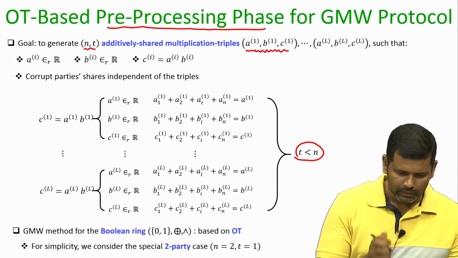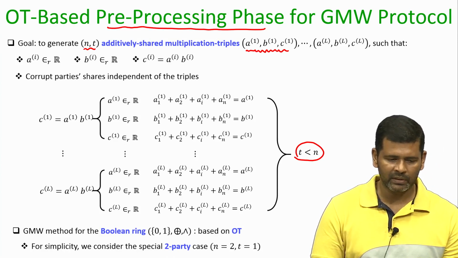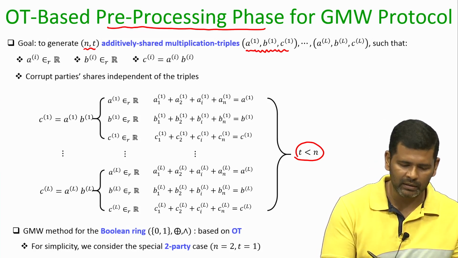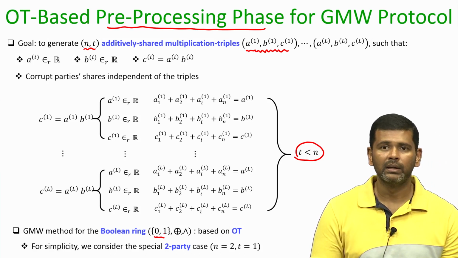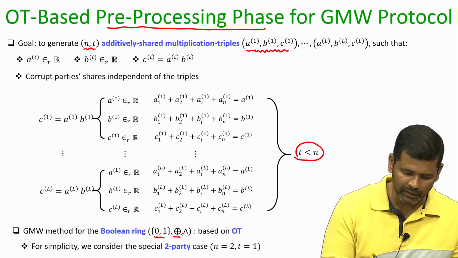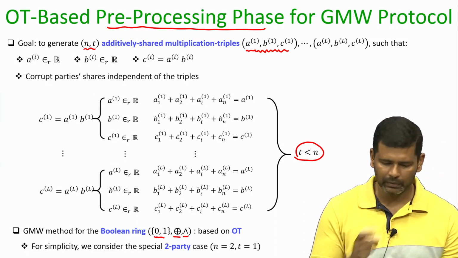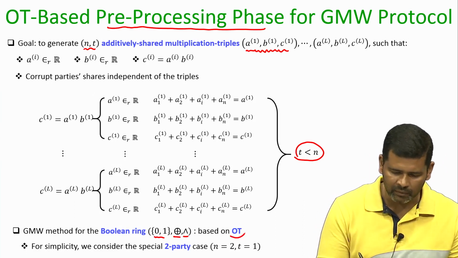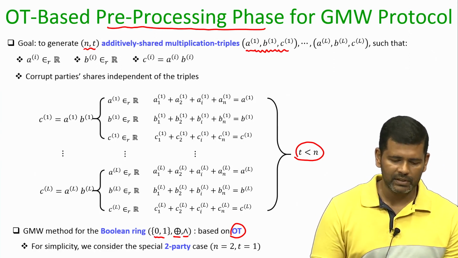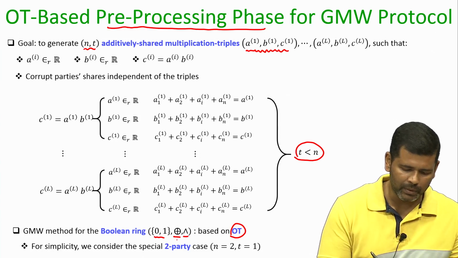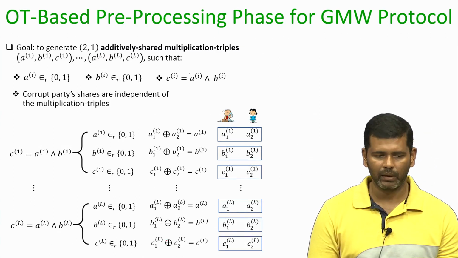And we will see the original GMW method here, which was proposed for the special case where the ring R was the Boolean ring, where we have only two elements, namely 0 and 1. The plus operation is the XOR operation, the product operation or the multiplication operation is the AND operation, and this is based on oblivious transfer. And we will see first the simpler case of two party setting, where there are two parties and one of them could be corrupt.